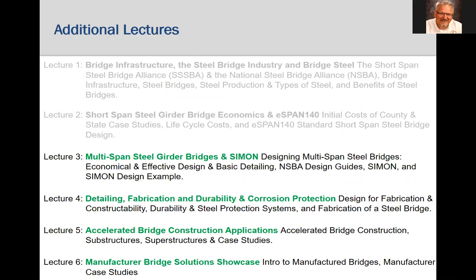In Lecture 2, we looked at the costs and life cycle costs of steel and concrete bridges. We saw that both are competitive, and owners and design engineers should consider both for short span bridge projects. We learned that eSpan 140 can produce a preliminary design in a matter of minutes that allows us to compare costs with concrete bridges easily. In Lecture 3, we will continue looking at design, where we're going to look at design of multi-span bridges and see an overview of a true design and optimization software package for multi-span bridges called Simon from the National Steel Bridge Alliance that we discussed in Lecture 1.